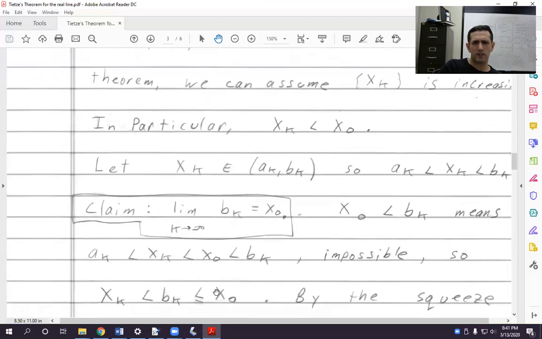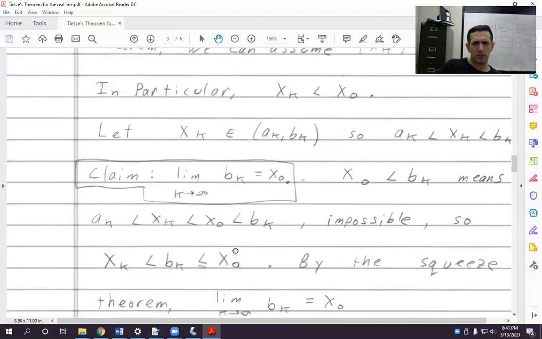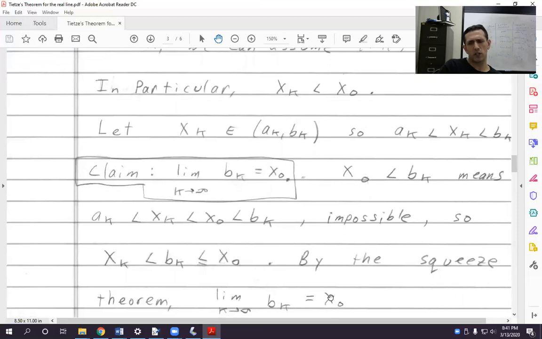So bk is less than or equal to x0, but xk is less than bk, of course, from this here. So the squeeze theorem tells me that bk has to converge to x0, because we picked the xk's to converge to x0. So bk is sandwiched between something converging to x0 and x0.